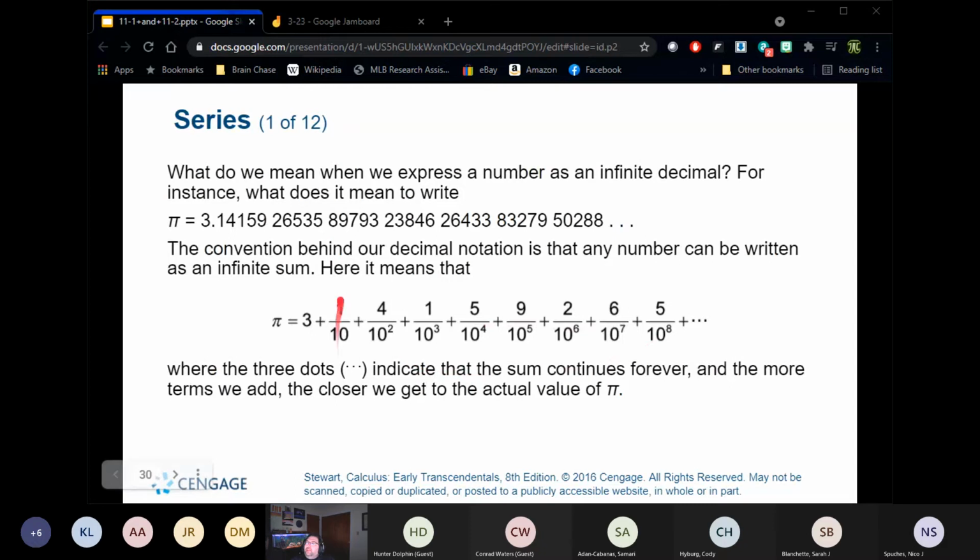But each of these values, we could take any infinite decimal or any decimal and actually write it as a series of sums just by putting the decimals over the powers of 10. So that's one way that we can get the value of an infinite decimal, and we just sum it to get the actual value originally. So that's where the summation piece comes into play.